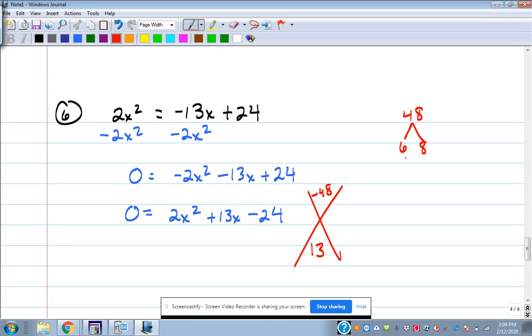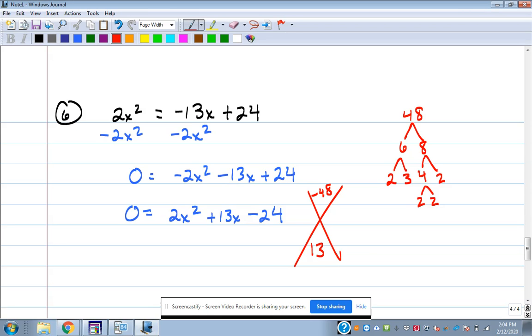6 times 8. 6 is 2 times 3, and 8 is 4 times 2, and 2 times 6. So we got a bunch of 2's and a 3 involved there. So I'm thinking there's a bunch of 2's.